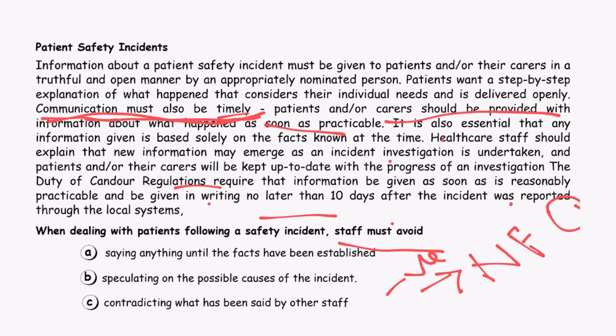Okay, so when following an incident, we have to select the most appropriate one. So you can keep it as a query. Let's deal with it later. Then look at the second answer option, speculating on possible causes of the incident. Speculating is nothing but just explaining about the possible causes of the incident. So in the passage, did they give any information about the possible causes of the incident?